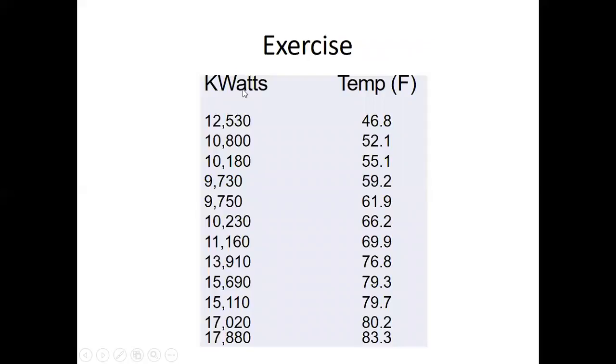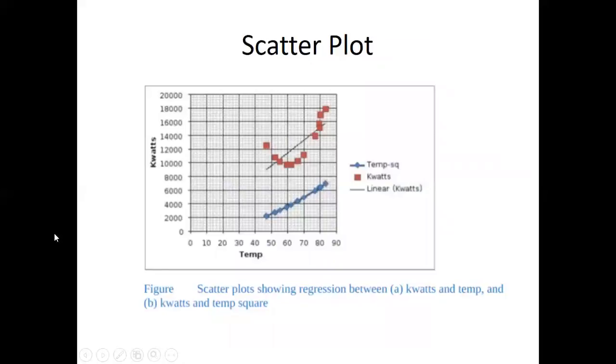Electricity consumption is 12,530 kilowatts, and the temperature is 46.8 in terms of Fahrenheit. So here it is given. For this data, we can draw the scatter plot. The scatter plot will be of this form.